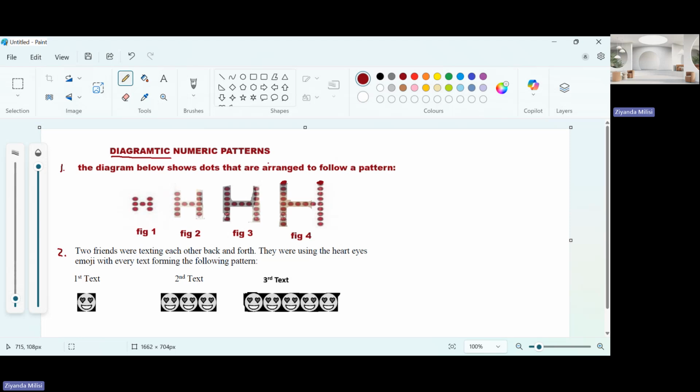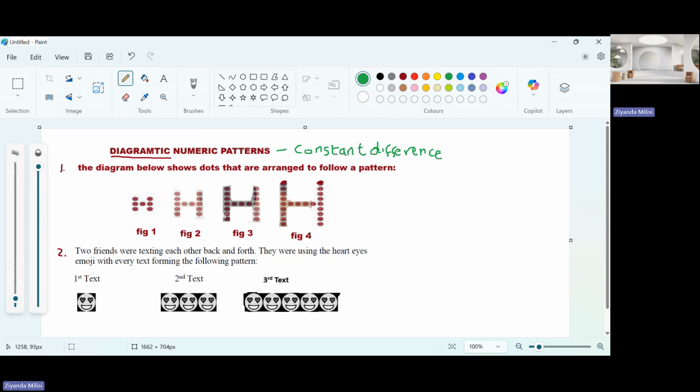Since it's a numeric pattern, expect to see a what? A constant difference. Constant difference on this one, because I said it's a diagrammatic numeric pattern. So we'll have a constant difference here. Do you still remember the symbol we use for the constant difference in these two figures?